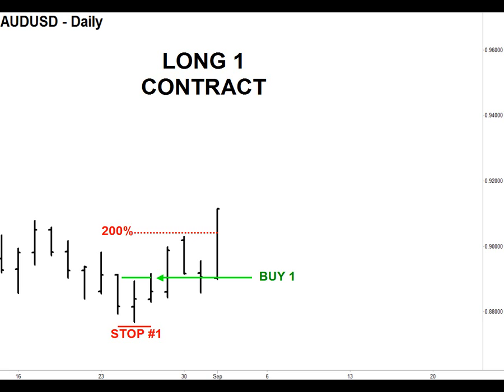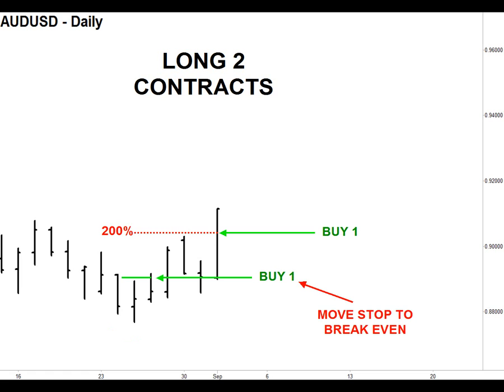What we're going to be doing now, instead of exiting at the 200% range extension, we're going to be entering. We're actually going to be buying another lot. So now we're long 2 contracts. We're long 2 lots of the Australian dollar now, okay? So the second thing we do once we have purchased is that we move our stop to break even where we purchased our first lot.